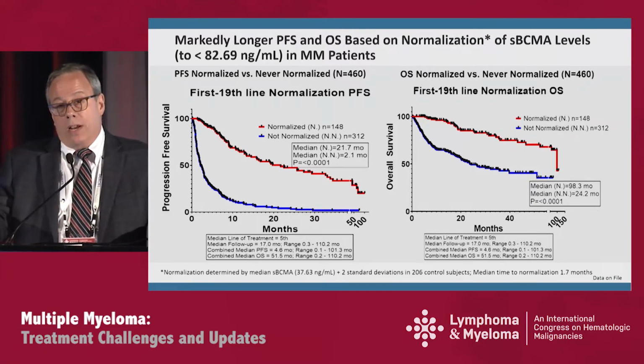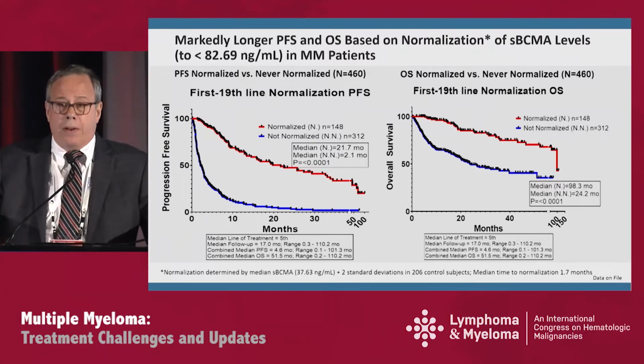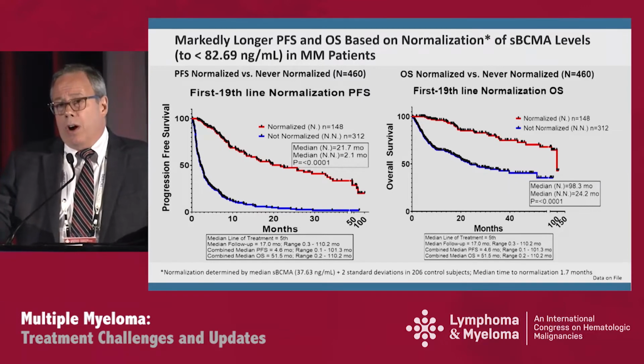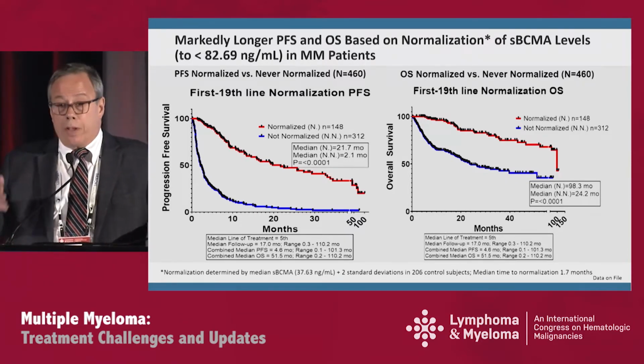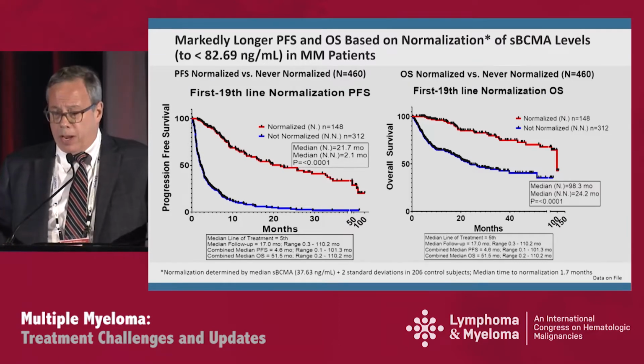And the right-hand side represents survival. Again, a dramatic difference. In this whole cohort, it turns out about a third of these patients are normalizing. This includes both relapse and frontline. The majority of patients are actually obviously in relapse.